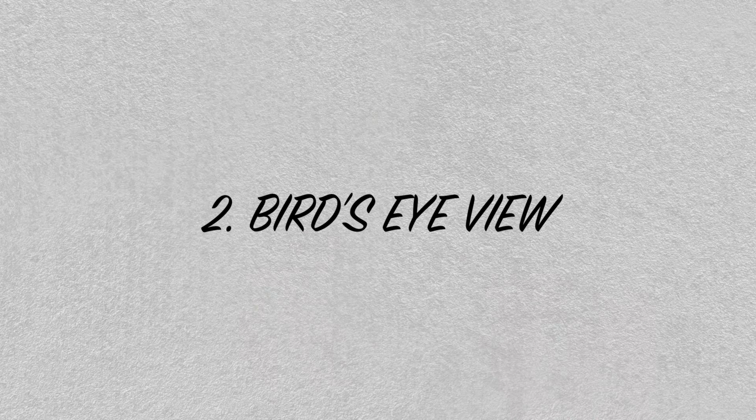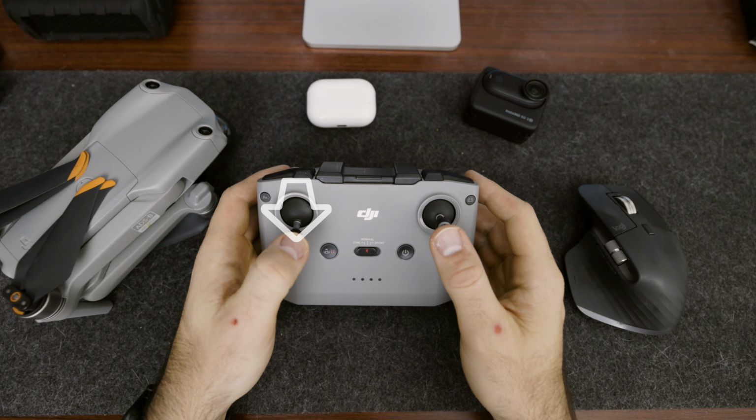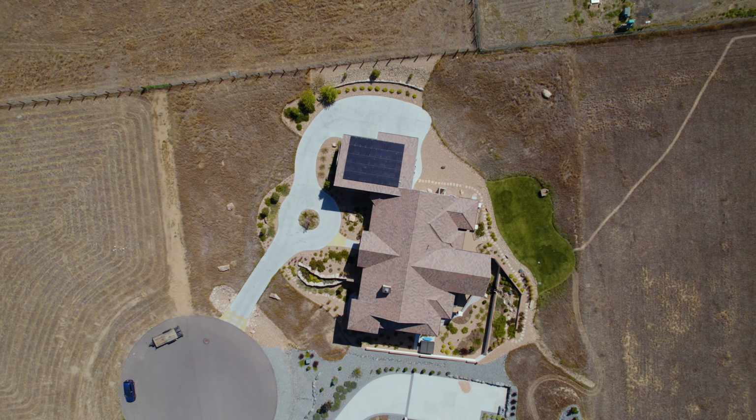All right, number 2 is a bird's eye view, top down, flying the drone down towards the home. I think this is a great shot when you're shooting larger properties that have a lot of land or something like that. It does create a unique perspective and lets the viewer know the size of the lot.